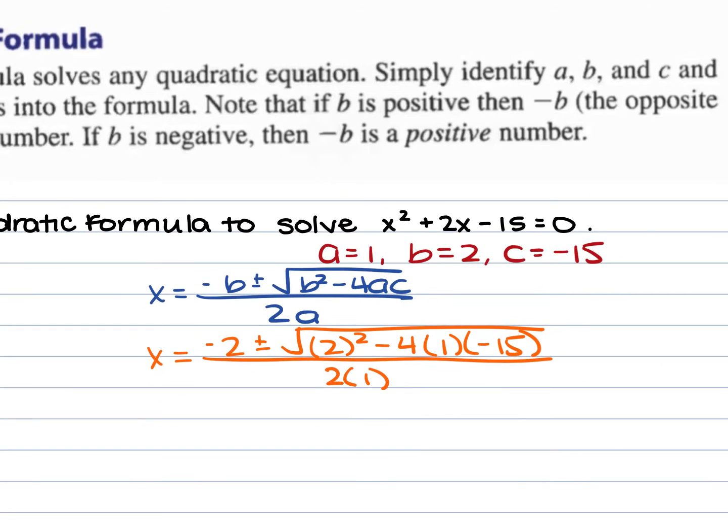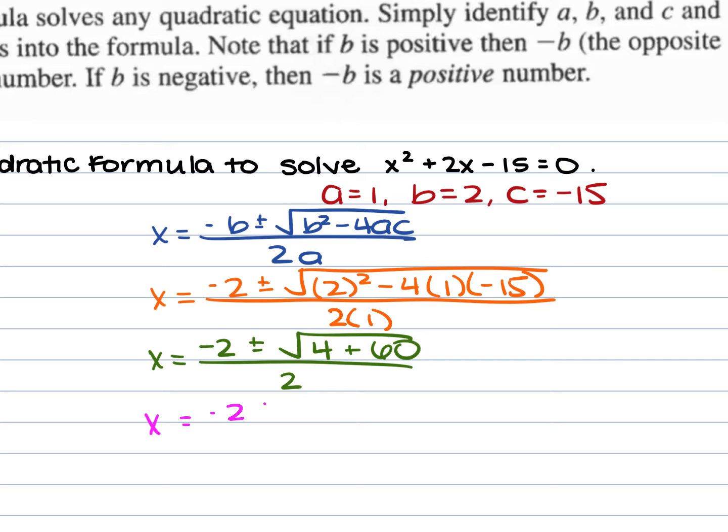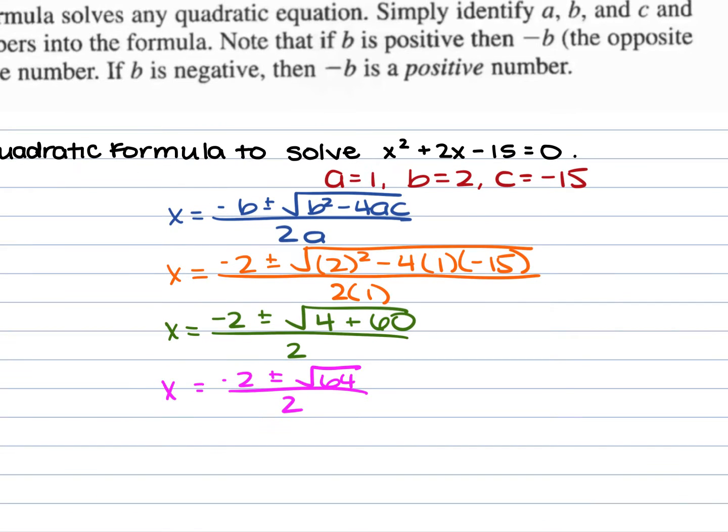Simplify what's under the radical first. So you have negative 2 plus or minus the square root of 4 plus 60. And you can multiply the bottom of the fraction as well, so 2 times 1 is just 2. From here, if we simplify still underneath the radical, we have negative 2 plus or minus the square root of 64 all over 2. The square root of 64 is 8, so we have x is equal to negative 2 plus or minus 8 over 2.